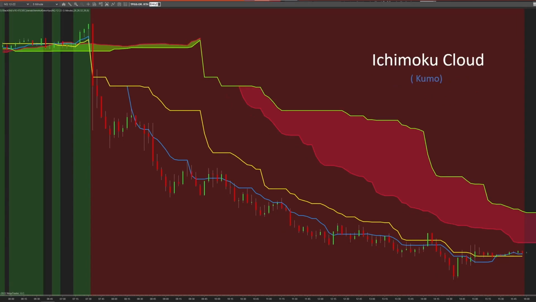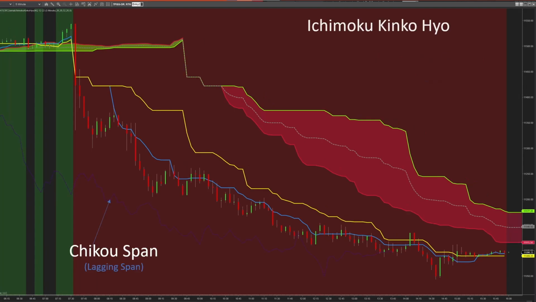Together, Senkou span A and Senkou span B form the Ichimoku cloud. And the 5th line of the Ichimoku indicator is the Chikou span, or the lagging span. Chikou span is the current closing price plotted 26 time periods back.